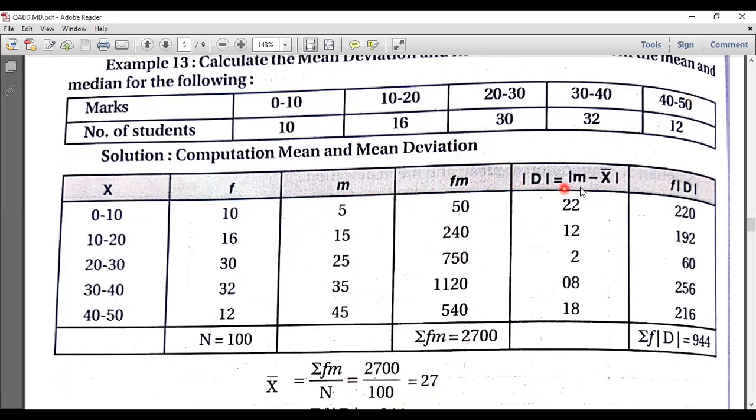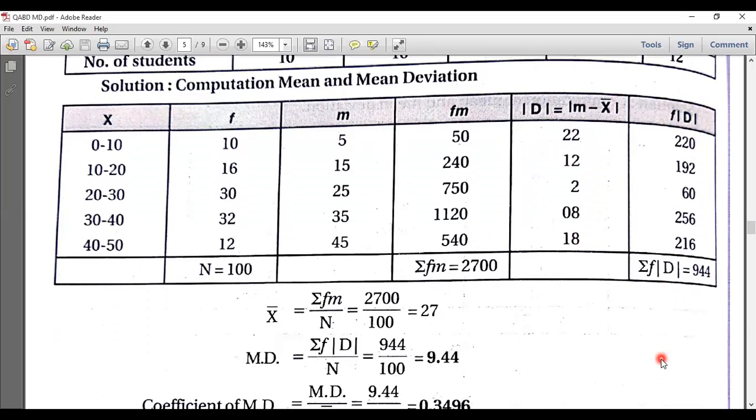Now find out modulus of D, that is m minus x bar. X bar we got 27, m is 5. 5 minus 27, we will get minus 22. After ignoring signs, we'll get 22. So calculate all the other values. Once we get the modulus of D, multiply with f. 22 into 10, 220. 16 into 12, we get 192. So you will get the total of summation of f into modulus of D. Now calculate the mean deviation. Summation of f into modulus of d divided by n. Modulus of d, we got the value 944, divided by n is 100, we'll get 9.44.